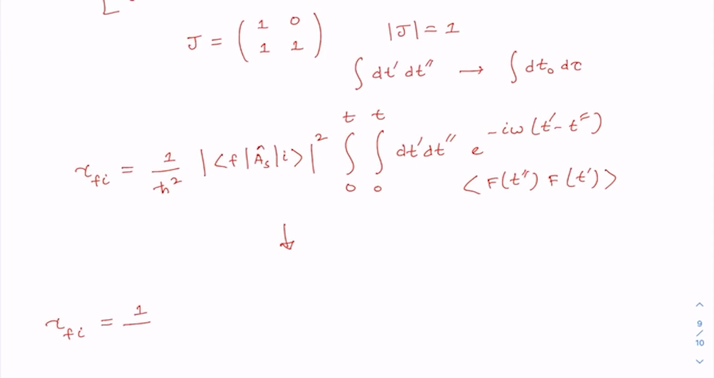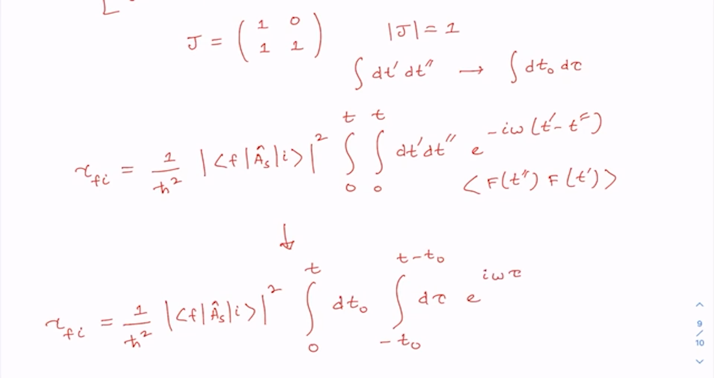Now with this change of variables, I can write gamma fi is equal to 1 by h cross square, |f as I| mod square, and the integration has dt0 and d tau. You can easily check that here the limit would be from minus t0 to t minus t0, and here the limit would be from 0 to t. It's very easy to see, and you will have e to the power I omega tau and this correlator here, f(t0 plus tau) f(t0).